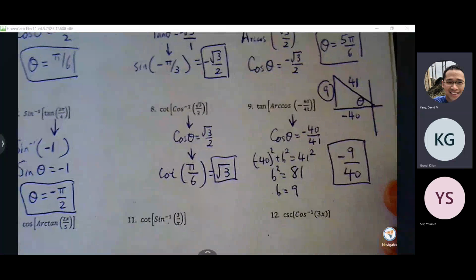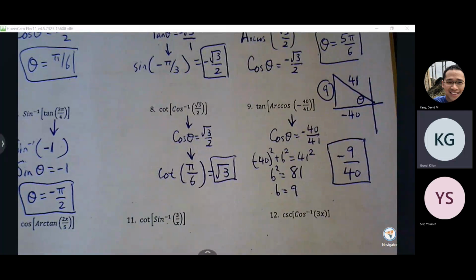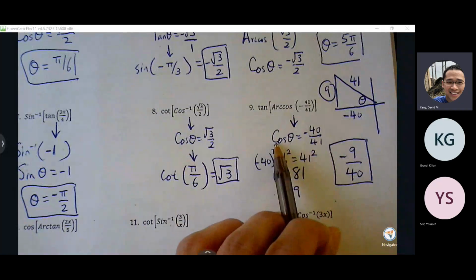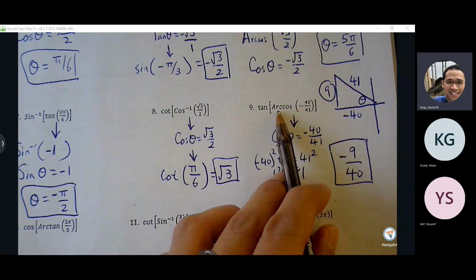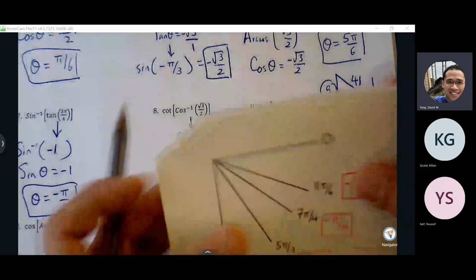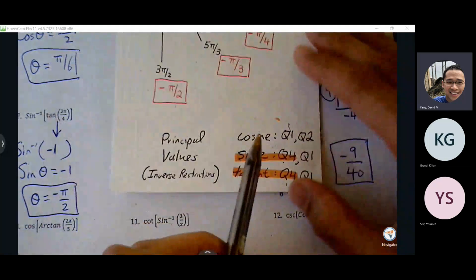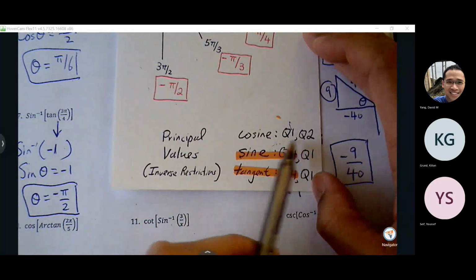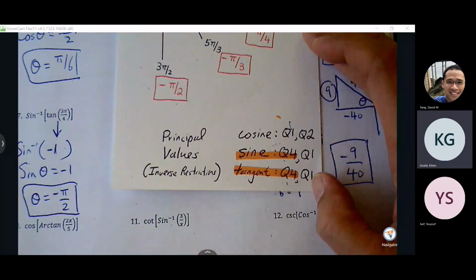Wait, Mr. Yang, how do you know that it's in the second quadrant, like the triangle? Right, because this is principal values, right? Uppercase C, uppercase A. So with inverse cosine, positive cosine will be first quadrant, negative cosine will have to be in the second quadrant. Okay, yeah, okay.